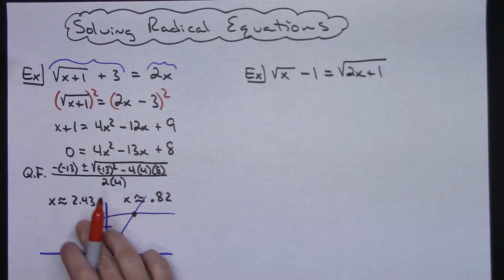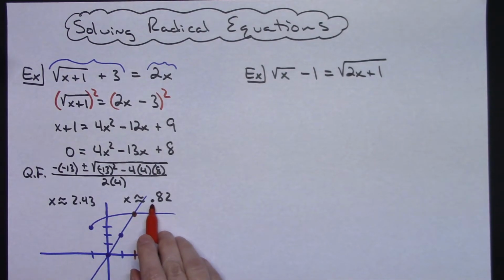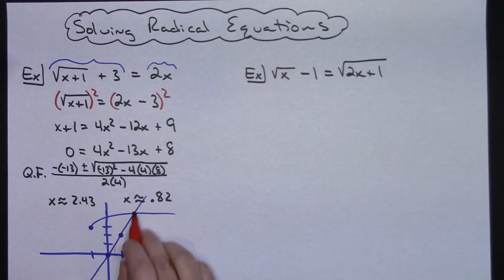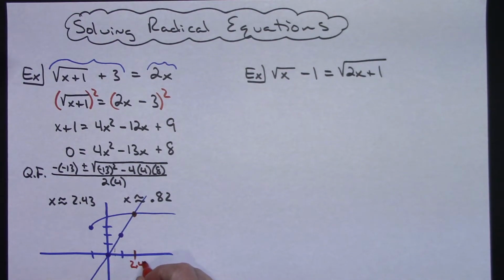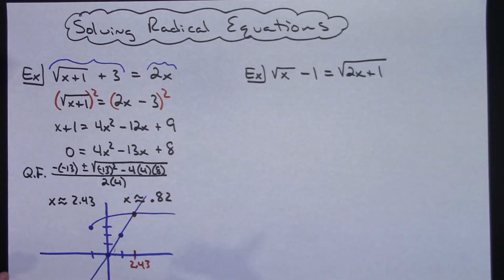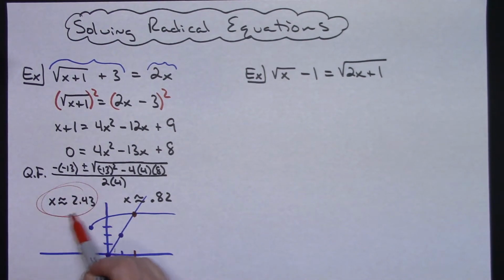I've got a 0.82 and a 2.43. Well, 0.82 would be somewhere over here, and they didn't cross here. So then that means this value right here where they cross has to be my 2.43. Alright, so if you've got that handle on being able to roughly sketch those and see what's going on in a sketch, then you're going to be able to hopefully more easily determine that. Okay, so without doing anything, I know that x is approximately 2.43, and that's my only solution to this equation.